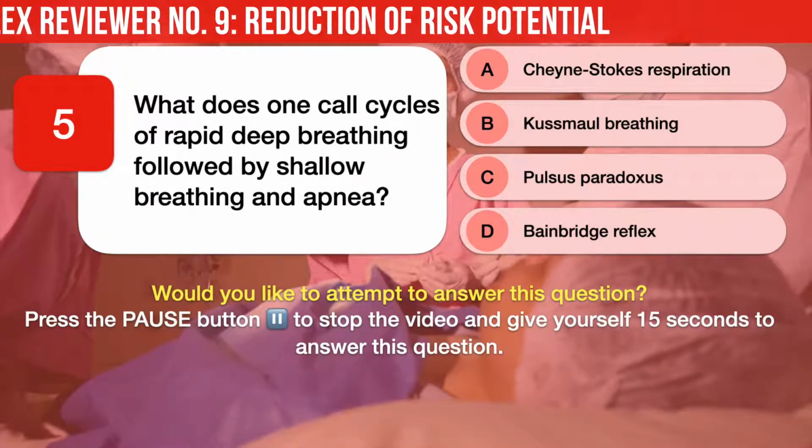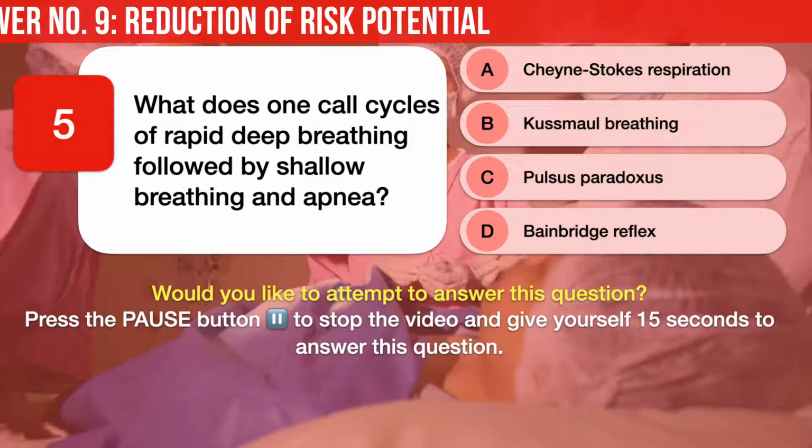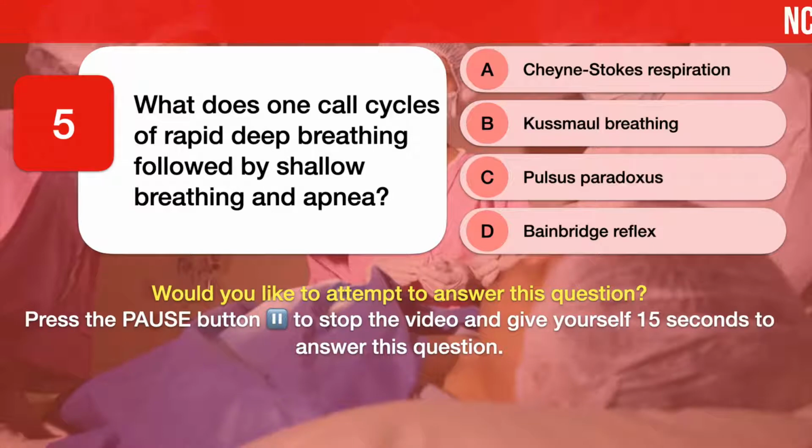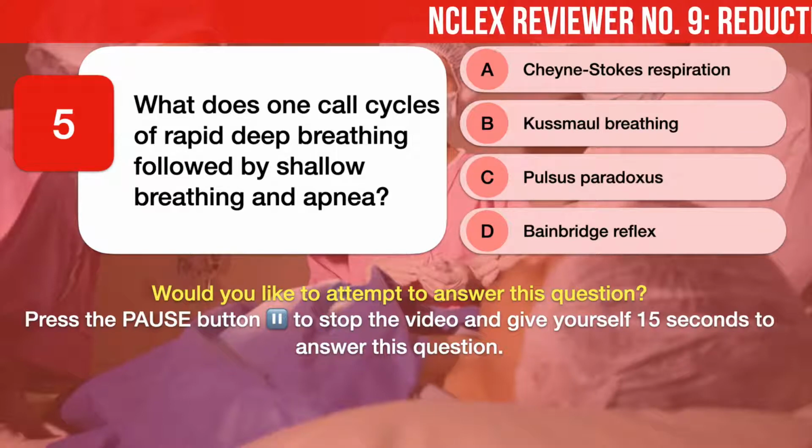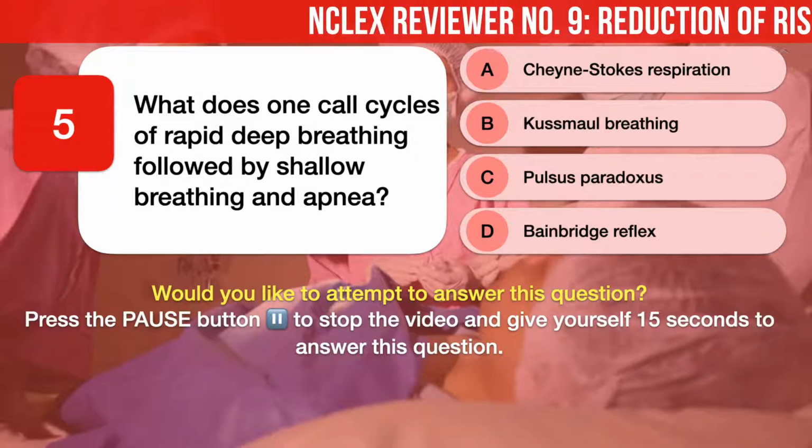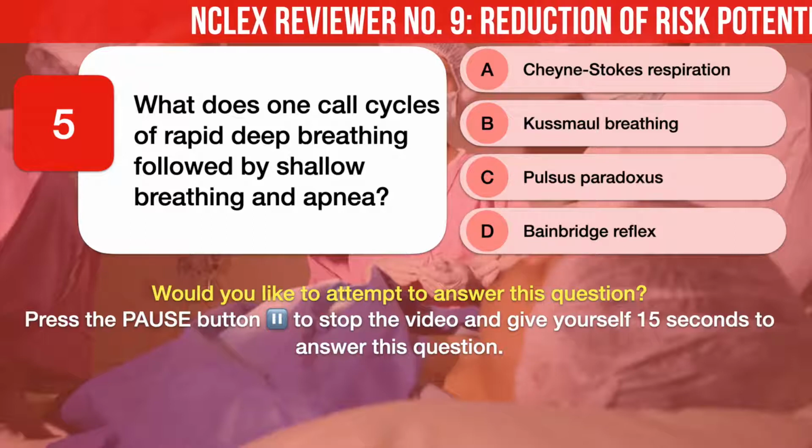Question number 5. What does one call cycles of rapid deep breathing followed by shallow breathing and apnea? A. Cheyne-Stokes respiration. B. Kussmaul breathing. C. Pulsus paradoxus. D. Bainbridge reflex.